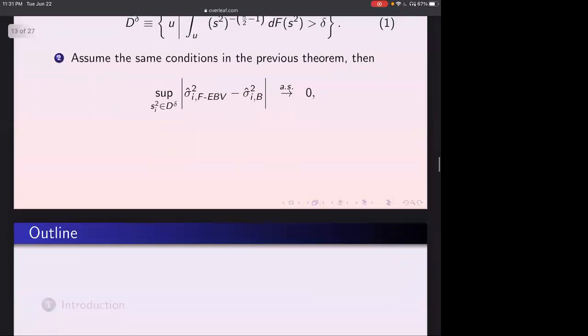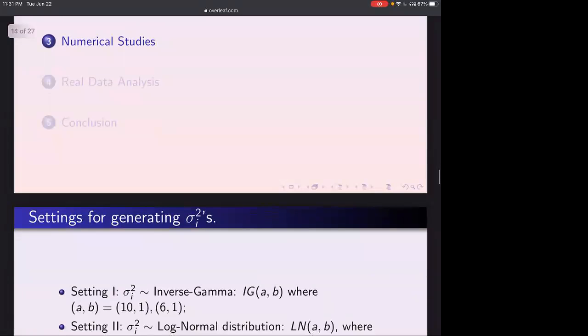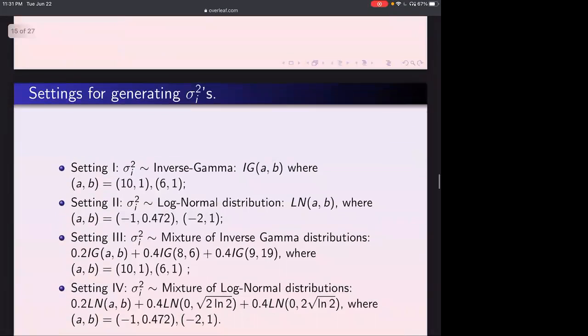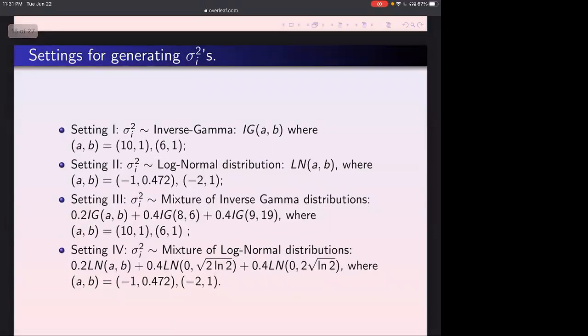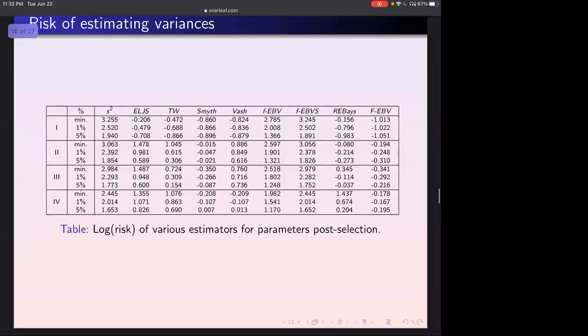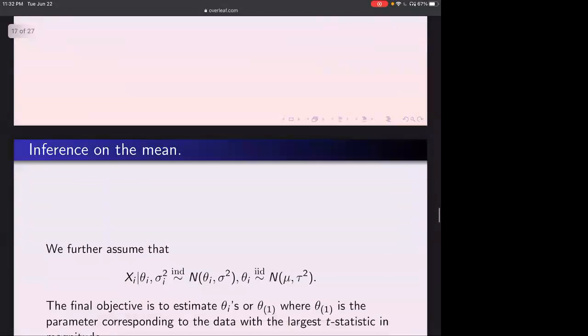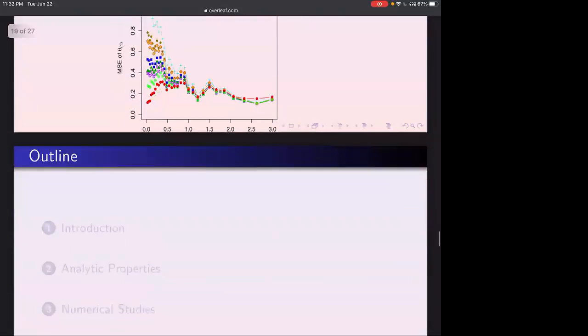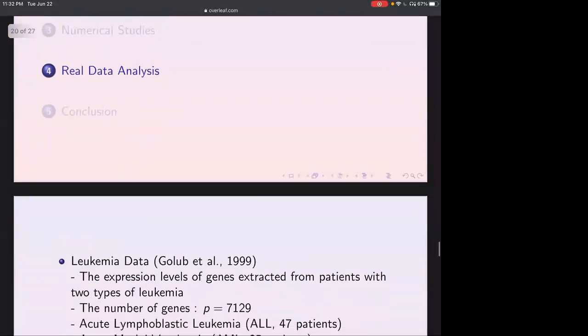Next, I will go through the numeric studies very quickly. In the numeric study, we consider the estimation of sigma squared for the post-selection. We also consider finite Bayes inference. We have considered many different settings, and capital F-EBV had the best performance. For instance, the Bayes risk is the smallest among all the existing methods that we have considered.